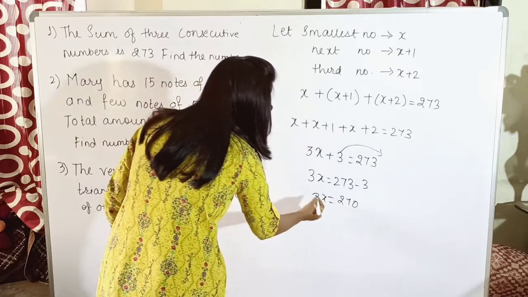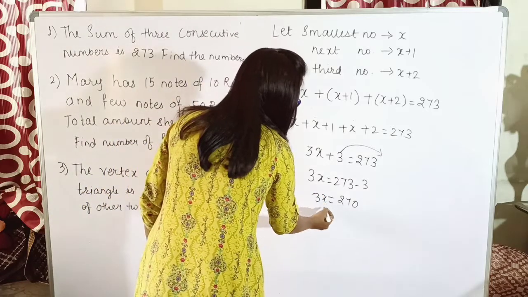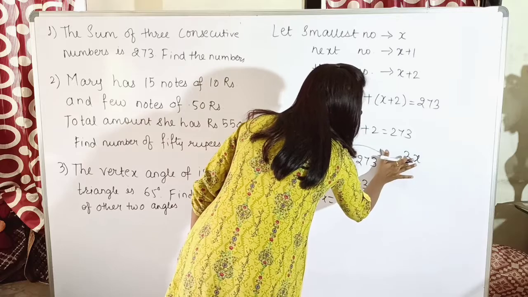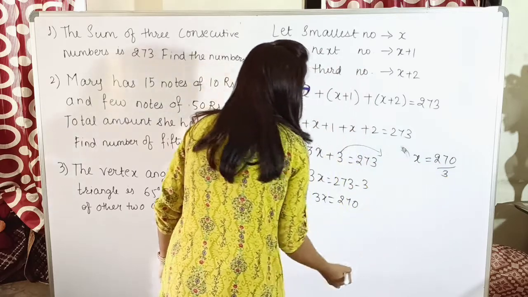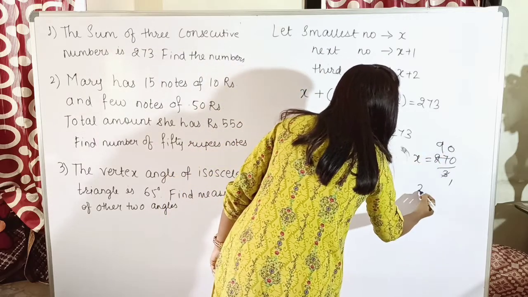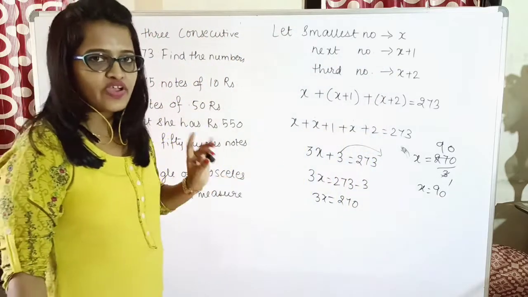Again this 3, I don't want it here. I will shift it to the other side. Here it is in multiplication. After going to the other side, it will go in division, which means 3x, x equal to 270 divided by 3, which is nothing but 3 ones are 3, 9 are 27. So what is the value of x? You are getting 90. Now, is this your final answer?